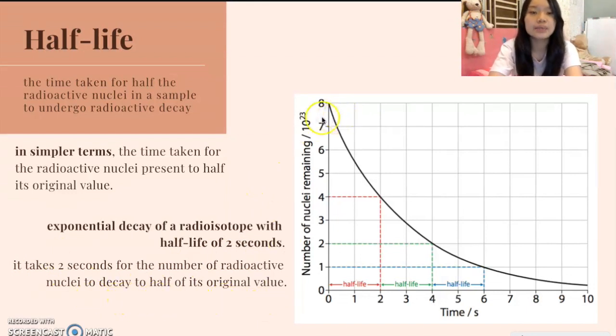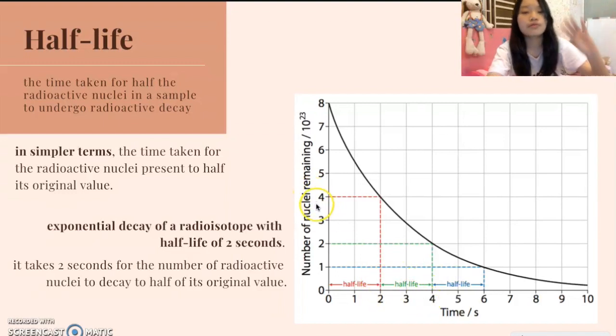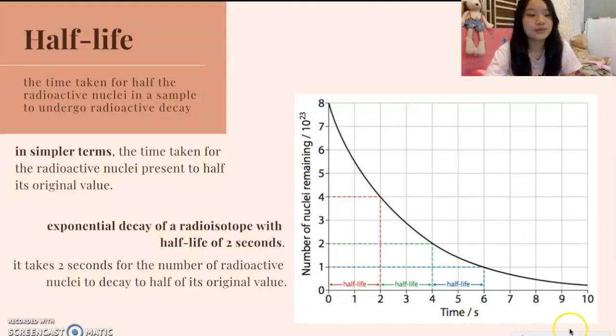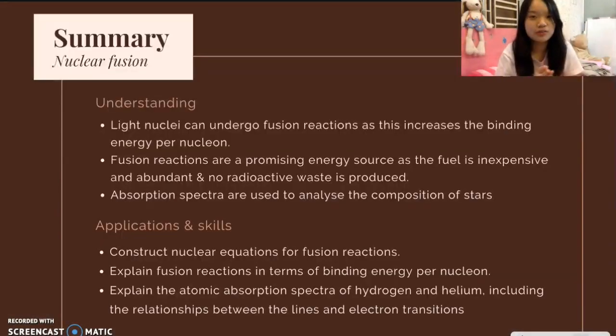We can see that in the beginning, we have 8 radioactive nuclei, and it takes 2 seconds for them to halve their original value and become 4 radioactive nuclei. Similarly, it takes another 2 seconds for 4 radioactive nuclei to halve and become 2 radioactive nuclei. So that's it for today, and thank you so much for watching.